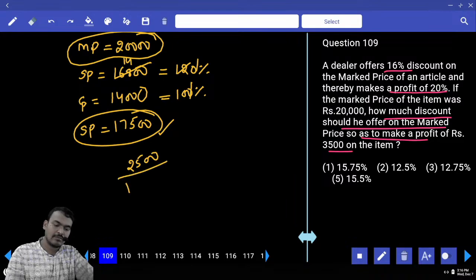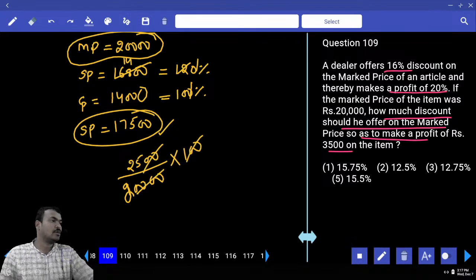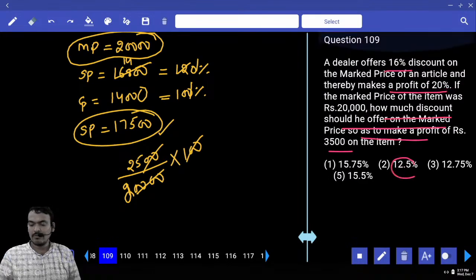2,500. It is calculated on which one? 20,000 or not? Multiplied by 100, we get the percentage or not? 25 by 2. How much? 12.5.